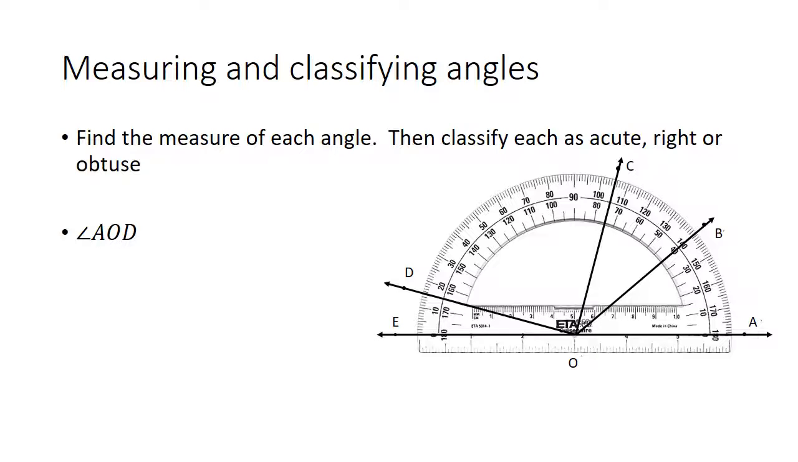All right, AOD, so we are going from here to there. Our A is lined up at our 0, so we need to follow to our D right here. We are using our inside because we are measuring from that side right here. This is definitely an obtuse angle, so we're going to use the inside. It is between 160 and 170, exactly in between, so we would say 165 degrees.